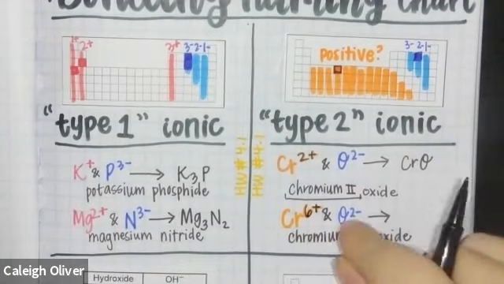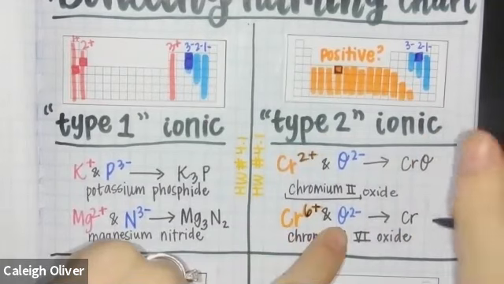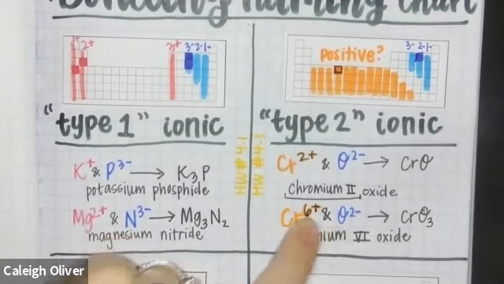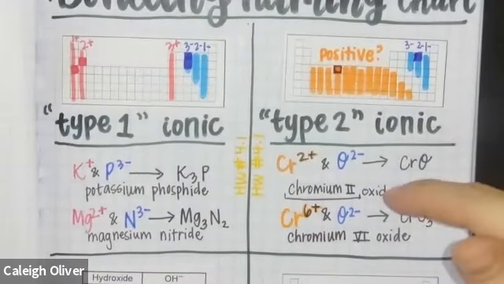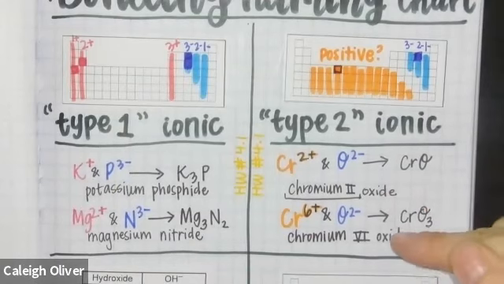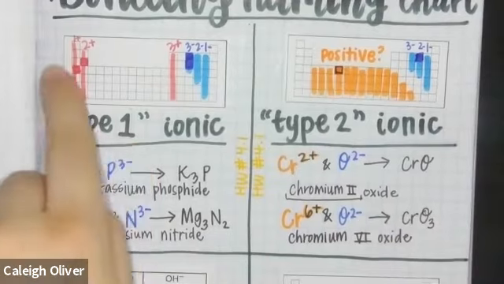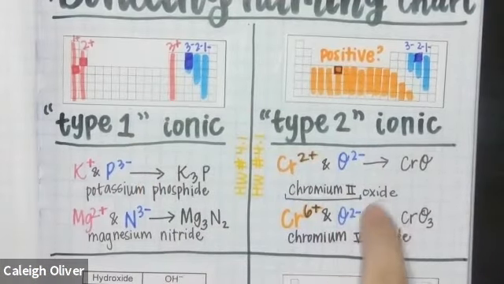Six positives, 2 negatives. I can have just one of the chromiums, but I'll need 3 oxygens in order to negate the charge. So CrO is chromium 2 oxide. CrO3 is chromium 6 oxide. Easy peasy. Charges, type 1. Roman numerals, type 2.